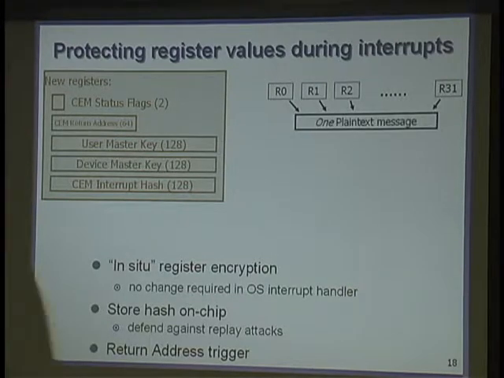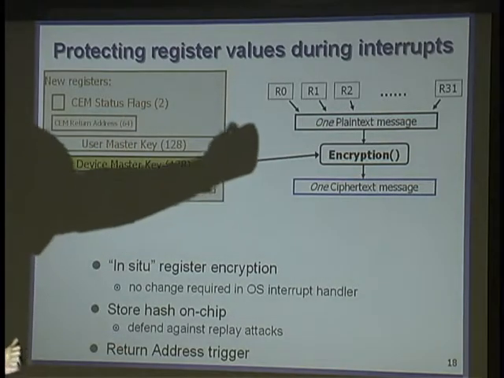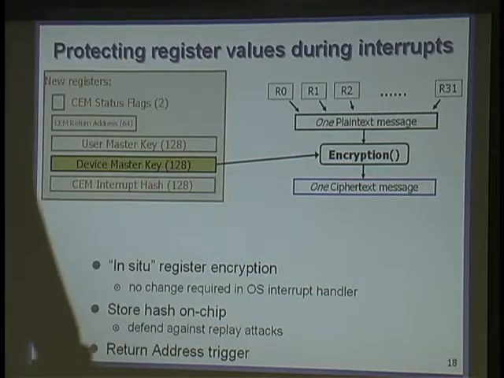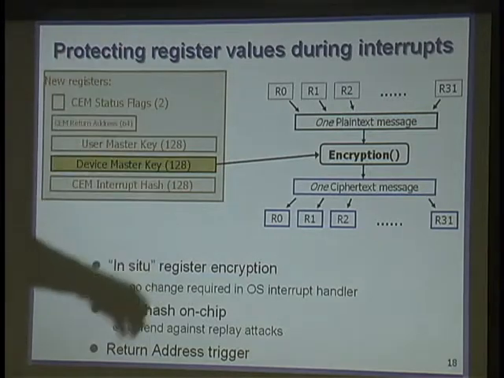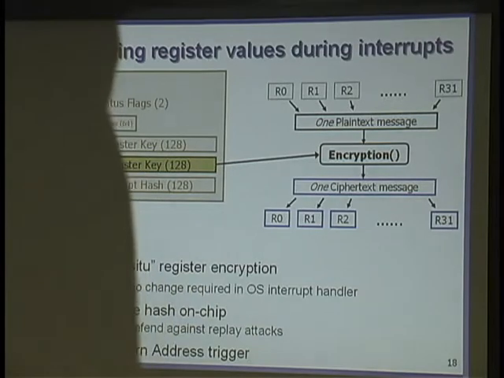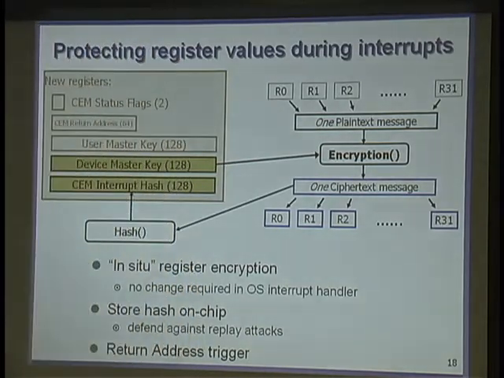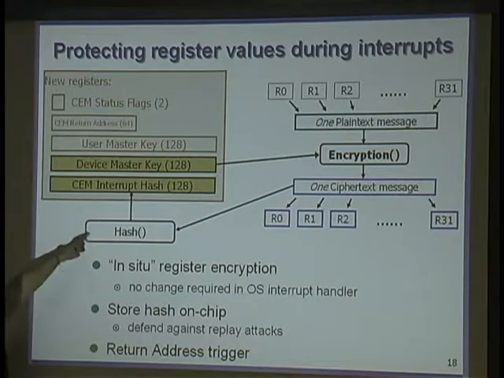So what we do is we take all the general purpose registers and consider them one plain text message. We encrypt it with the device master key, because it's still part of the execution environment. And we get one ciphertext message that we just put back in the registers. This is all done by hardware. And then we create a hash of that encrypted registers and save it in the SEM interrupt hash register.